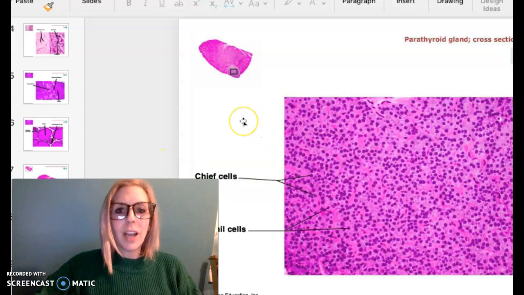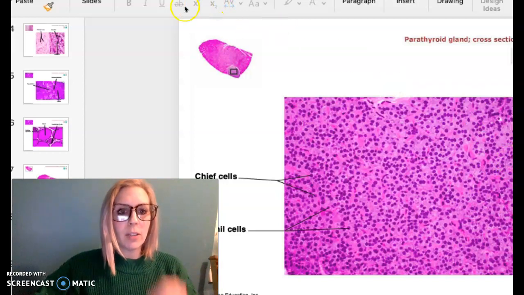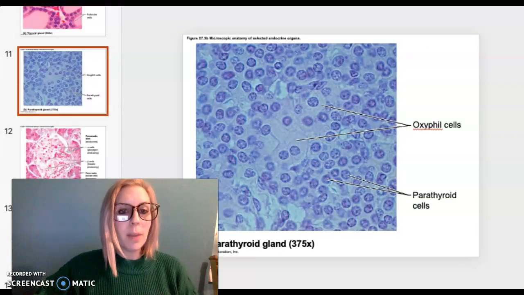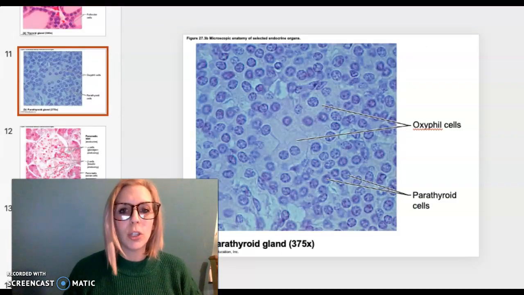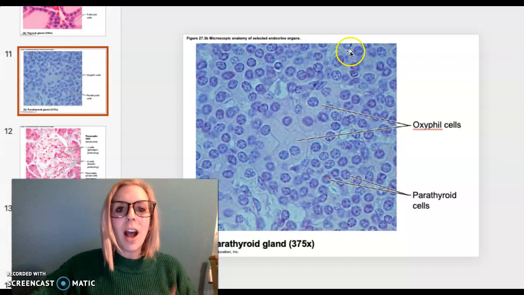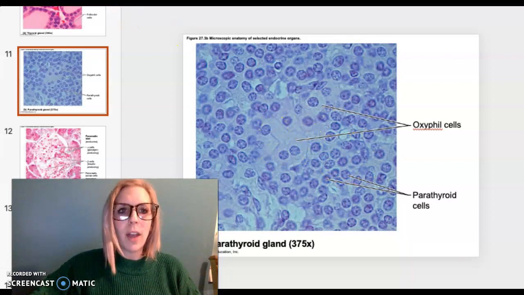When we start looking up close, we can start to see our specific cells of the parathyroid gland. So I'm going to pop over to the other slide here. This is the slide from your lab manual, so it should be familiar to you. If we're looking at the parathyroid gland, we're looking at our parathyroid cells and these little bulbous cells here that are darker in color, and our oxyphil cells that are sort of in between the parathyroid cells.